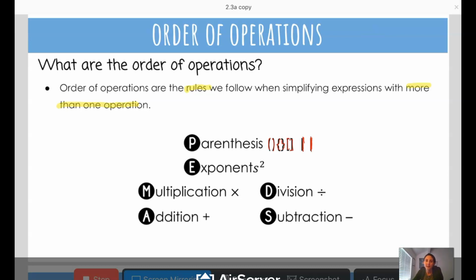Then we have our exponents. After we simplify everything in our grouping, we move to exponents. After that, we move to multiplication and division, which gets done from left to right. So if multiplication appears first in the problem, then you'll do it first. If division appears first, then you'll do the division before multiplication. After that is addition and subtraction, and that again will be done from left to right. So if subtraction appears first in the problem, then you'll do subtraction before addition.